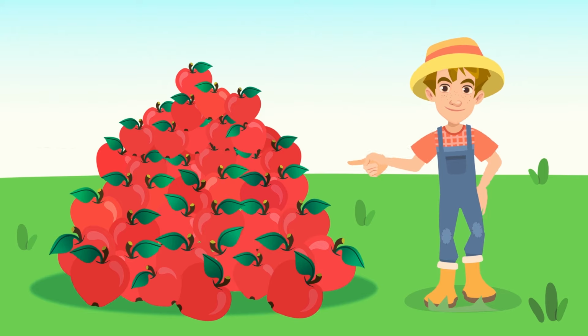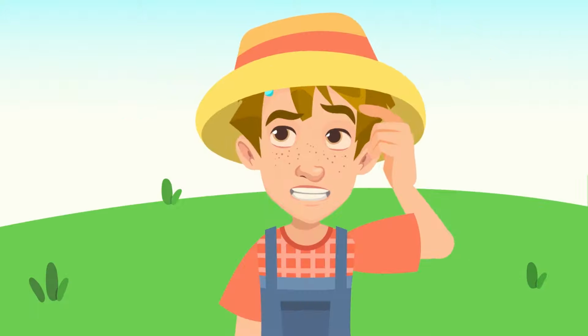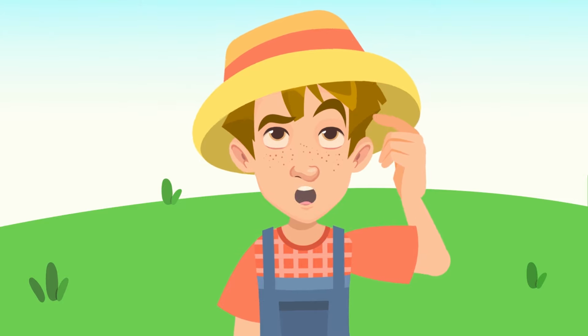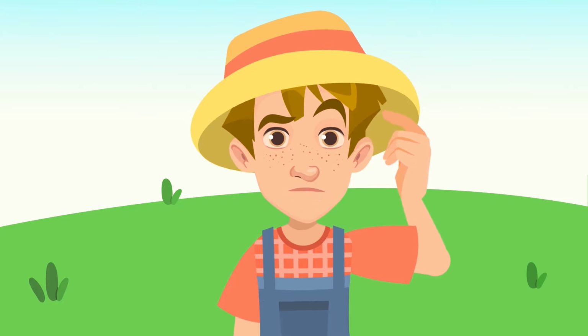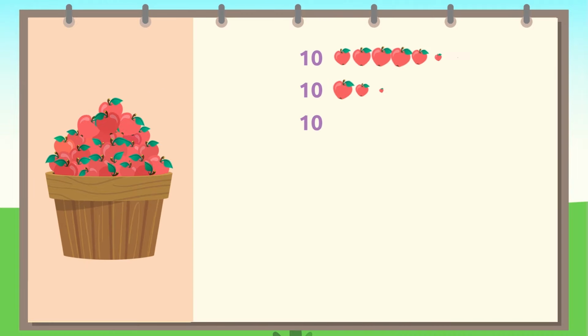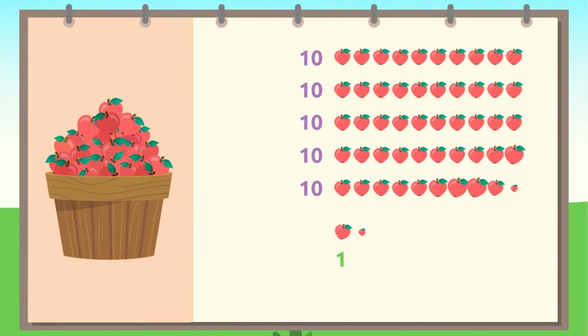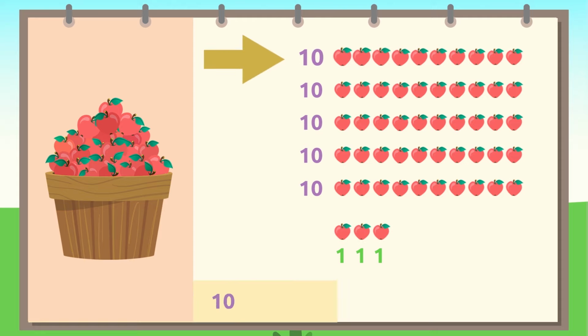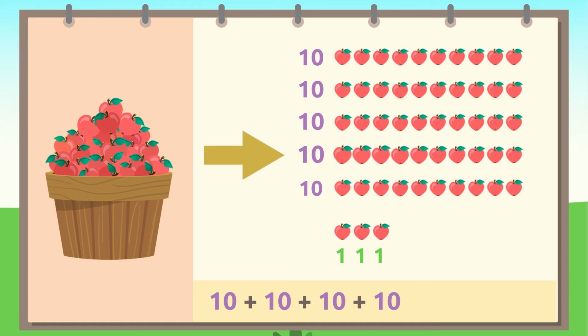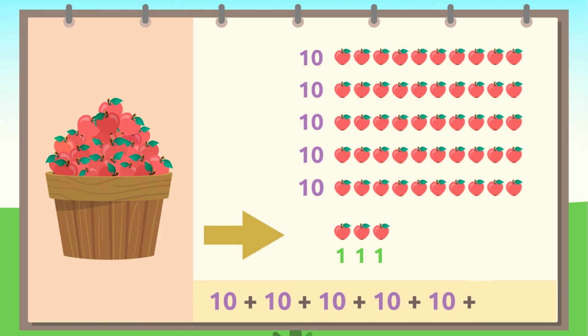1, 2, 3, 4... There are too many apples to count. There must be an easier way. If I make groups of 10 apples each, then counting might be easier. Let's see. It looks like I have 5 groups of 10 apples and 3 apples left over.